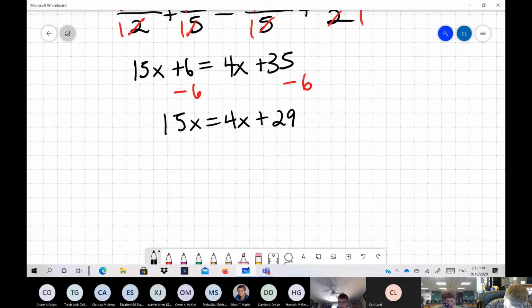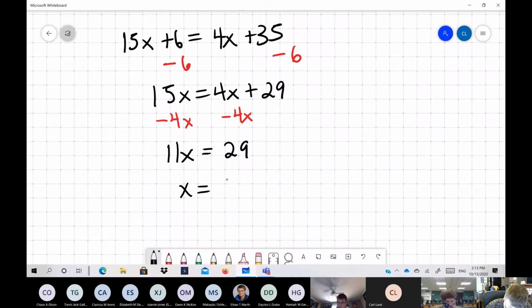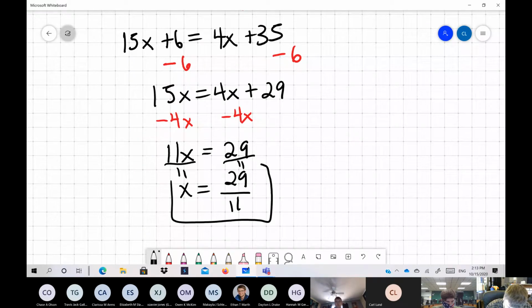And now I'm going to move the 4x over, so I'm going to subtract 4x from both sides. 15x minus 4x is 11x. I get 11x equals 29. x equals 29 over 11, because then I divided both sides by 11. Or if we want to write it like our author, put it in braces.